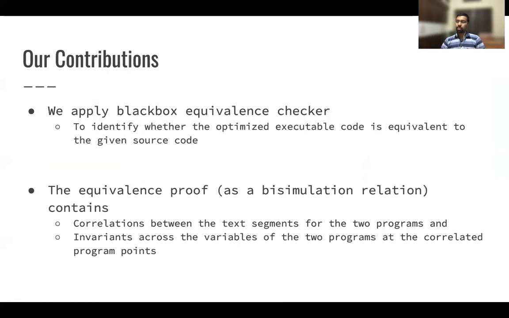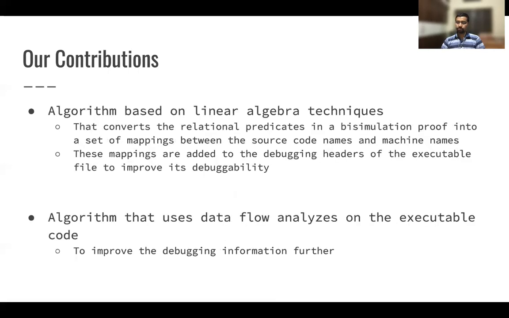We apply the black box equivalence checker to identify whether the optimized executable code is equivalent to the original source code. If the tool is able to determine that the two programs are equivalent, it generates a formal mathematical proof of equivalence. The proof is represented as a bisimulation relation that involves correlations between the program text segments across the two programs and relational invariants across the variables of the two programs at those intermediate correlated program points.